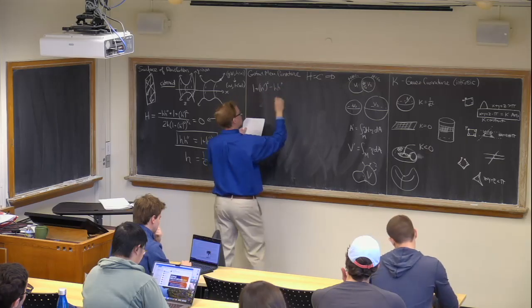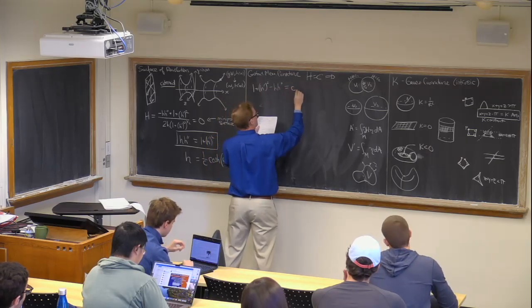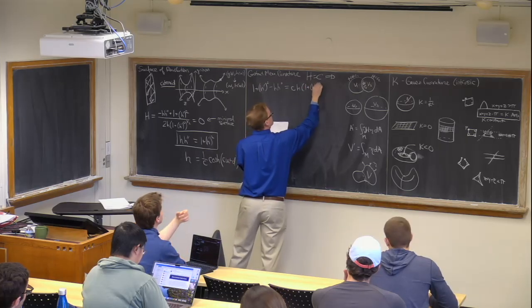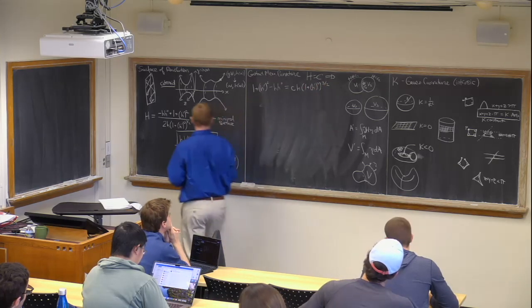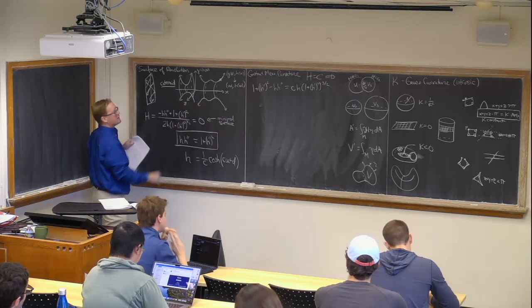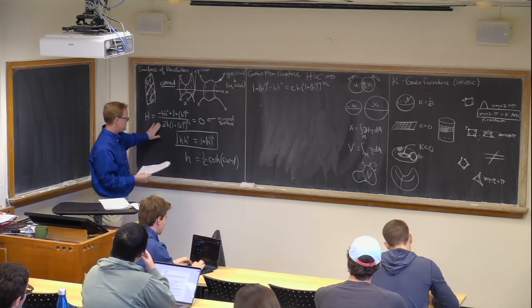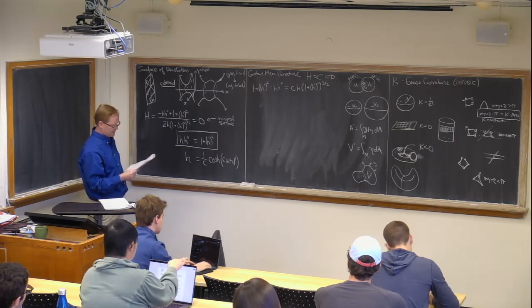Okay, same setup here. Surface of revolutions, but some constant times h times (1 plus h prime squared) to the 3/2. So you'll see that if we set this equal to c, and then multiply through by the denominator, then we get this here for some c. I guess the 2 got absorbed into that c there.